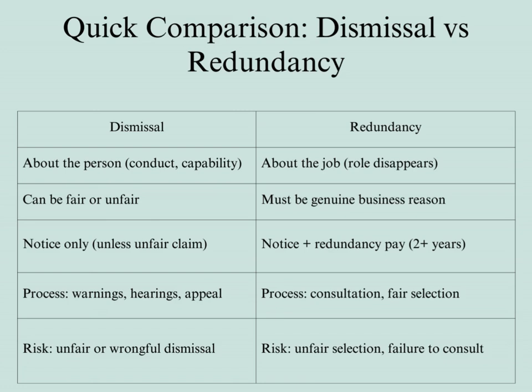The process also looks different. In dismissal, the employer should follow steps like warnings, meetings, hearings, and giving appeal rights. With redundancy, the process involves consultation with staff, fair selection, notice, and redundancy pay. Finally, the risks. If a dismissal isn't handled correctly, the employer could face claims for unfair dismissal or wrongful dismissal. In redundancy, the risks are around unfair selection or failing to consult properly.